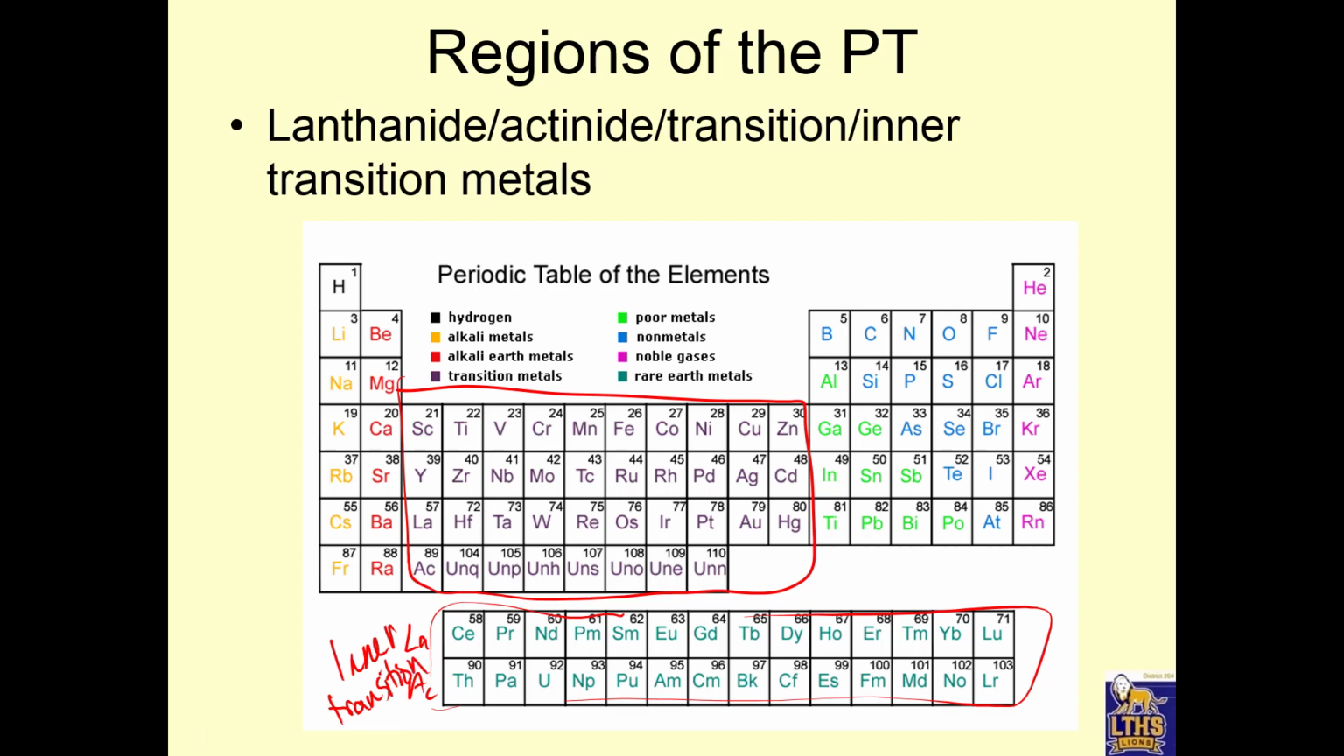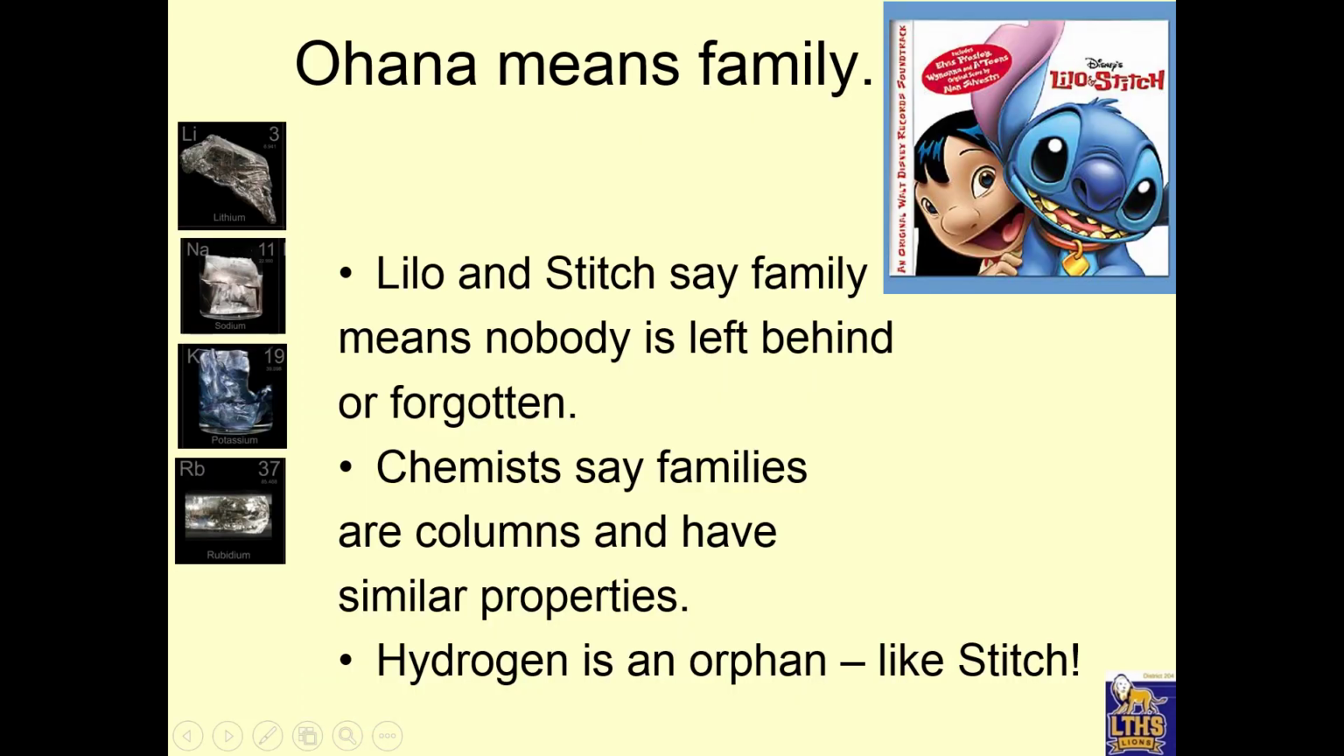Lanthanides and actinides, and these are called transition. Okay, so we've got to find these regions, transition. Good, let's see what else.